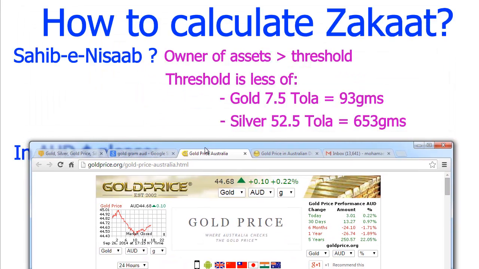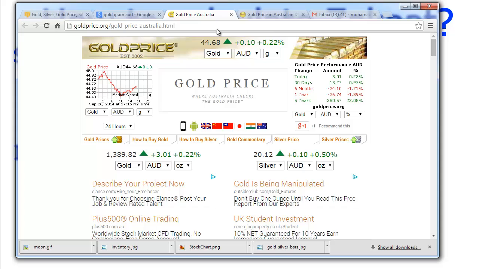And what did we want to know? We want to know how much is 93 grams. So we'll come back to the calculation in a minute. But while we're here, let's take a look at silver. You put in silver, and there's no option for grams, but that's okay. This is the amount for kilograms.